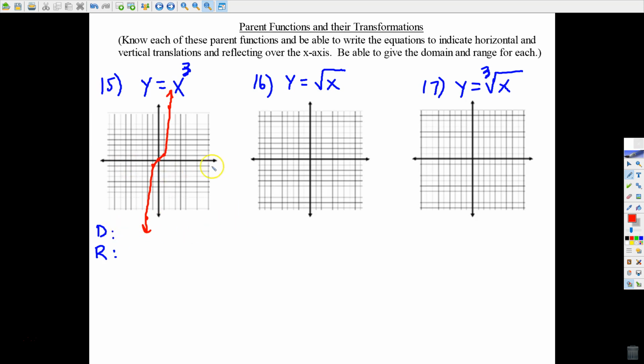Okay, so the domain, of course, we can do any input we want, all real numbers, and the range, those results will be along the y-axis forever, also all real numbers.